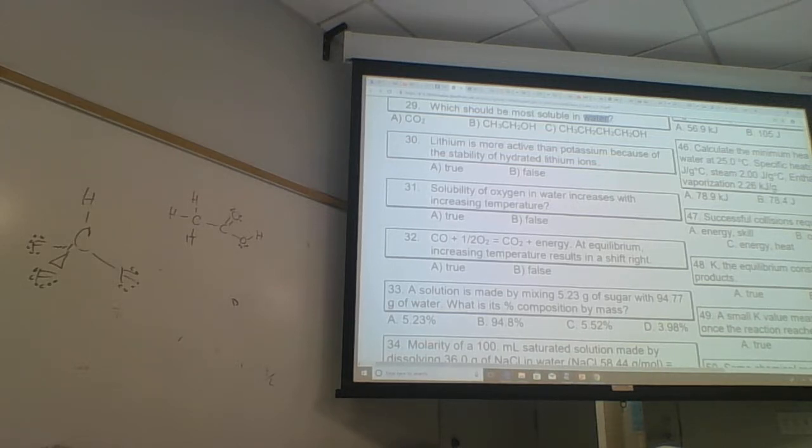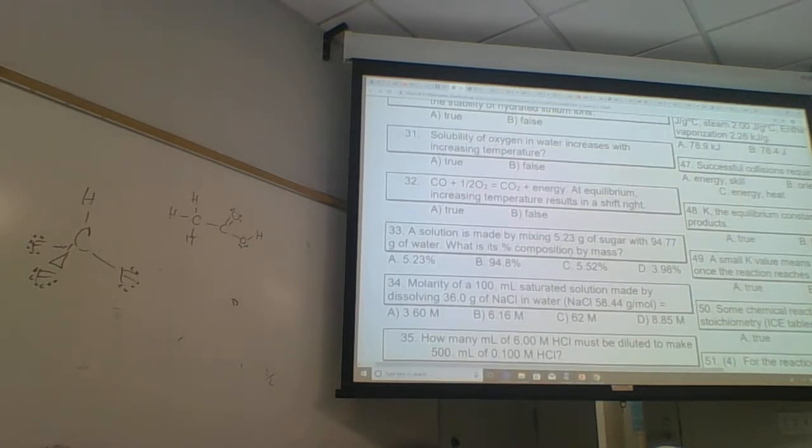32 is an equilibrium problem. We'll skip that. 33, we should be able to do that. A solution is made by mixing 5.23 grams of sugar with 94.77 grams of water. What is the percent composition by mass?